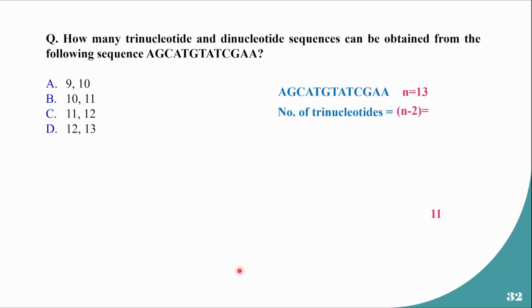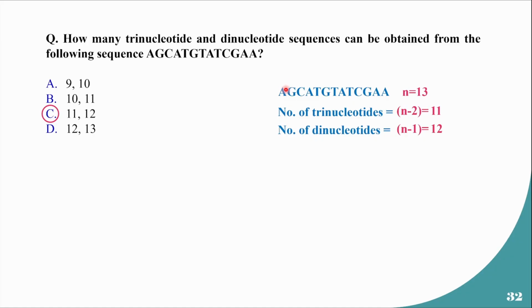And how we can basically get that? So for example, if we have this long stretch of nucleotide sequence, we can get the number of overlapping trinucleotides and the overlapping dinucleotides from that. So if you have n equals 13 as the total number of components present in this sequence, you will get n minus 2 equals 11 trinucleotides from this, and you will also get n minus 1 equals 12 dinucleotides from this. So basically, the overlapping trinucleotides and dinucleotides.